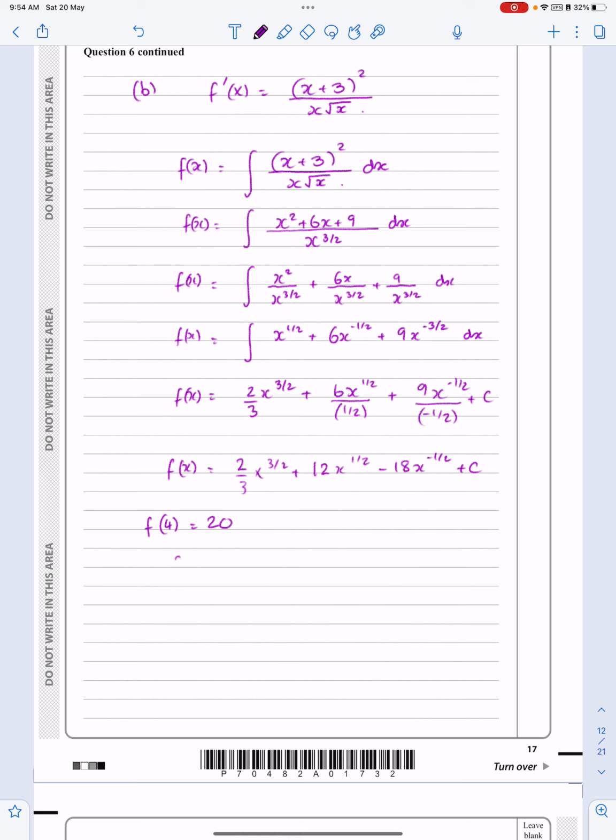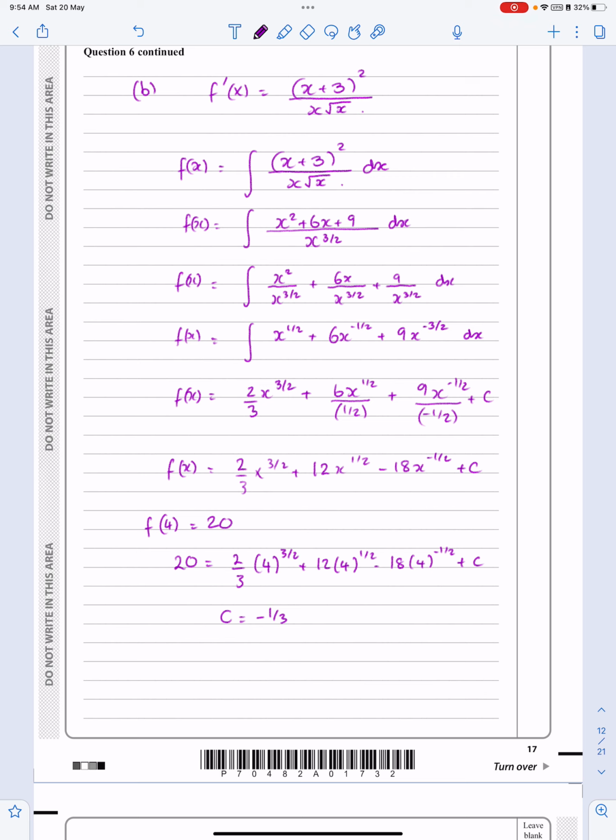So that means that 20 is equal to 2/3 times 4 to the 3 over 2 plus 12 lots of 4 to the half minus 18 lots of 4 to the minus a half plus c. And again, in terms of the brevity of this, I'm going to give you time to work that out for yourself. c actually works out to be equal to minus 1/3 if you just take everything over.